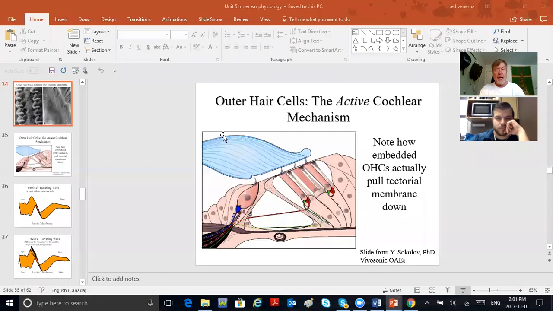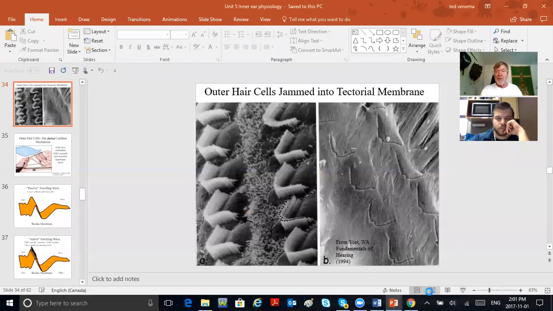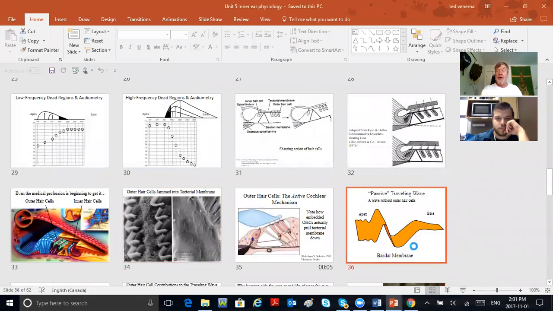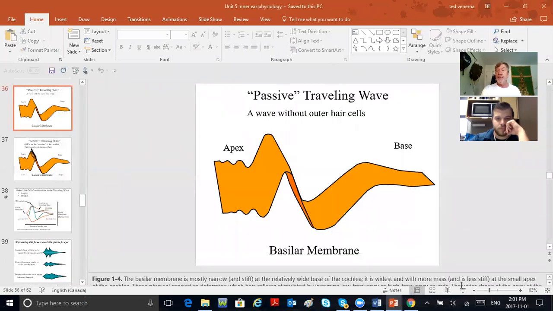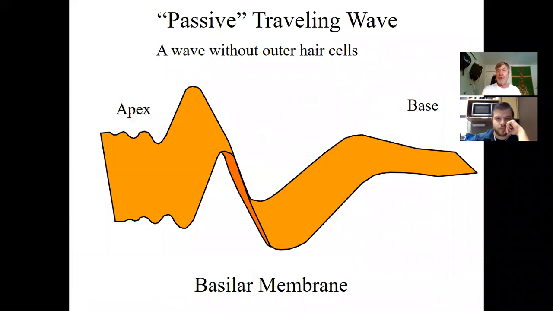And so where were we in this? If you've lost outer hair cells, you have passive traveling waves. You've got all kinds of traveling waves, but they are round. Look at how round the peak is. So if this is really low frequencies and this is high frequencies, this guy's hearing a low frequency sound because the traveling wave peak is near the apex of the cochlea.